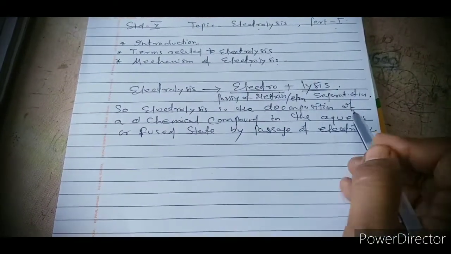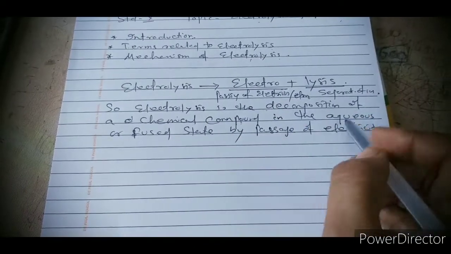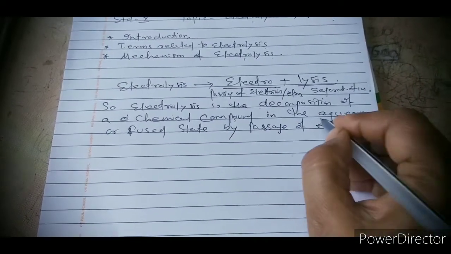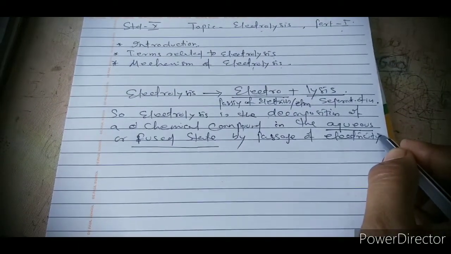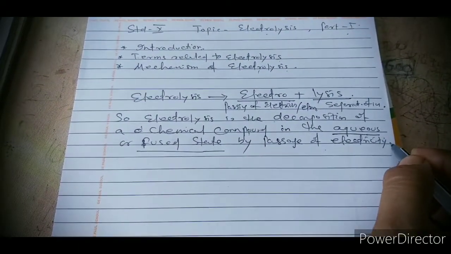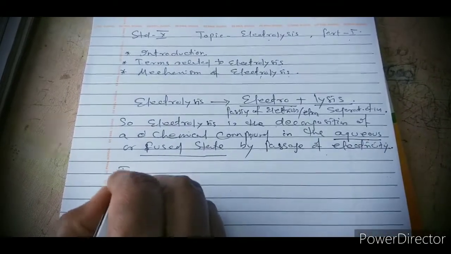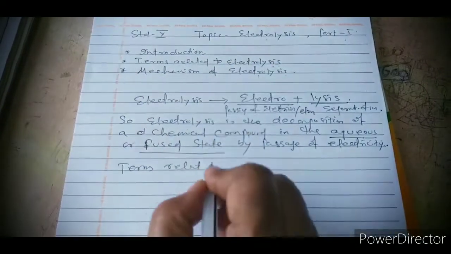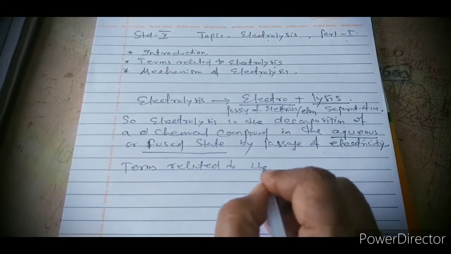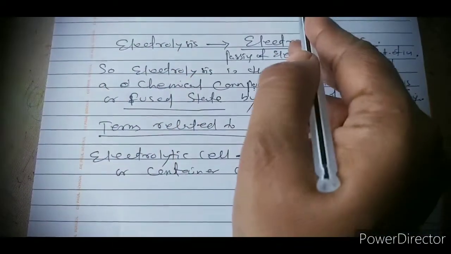It is the decomposition of a chemical compound, any chemical compound we are taking, in its aqueous or molten state. This word is very important: fused state or aqueous solution, by passing of electricity. Okay, then we will go for the terms related to electrolysis. So now we will discuss terms related to electrolysis.